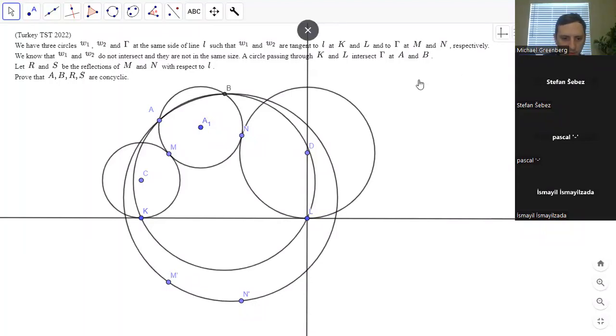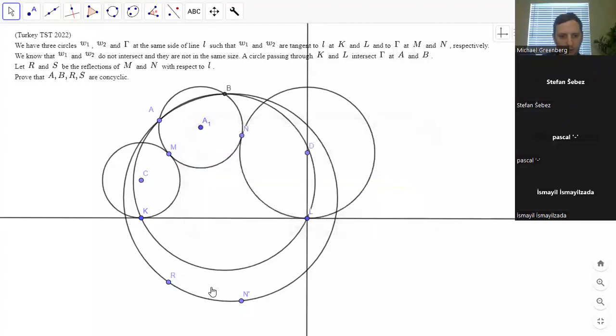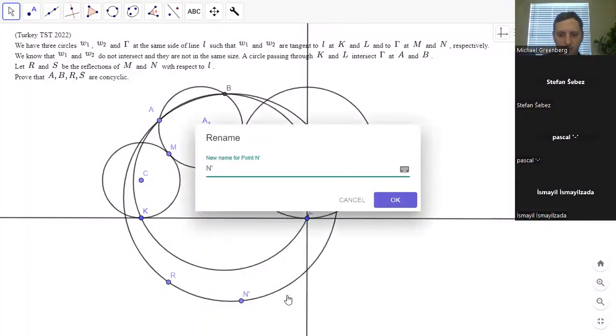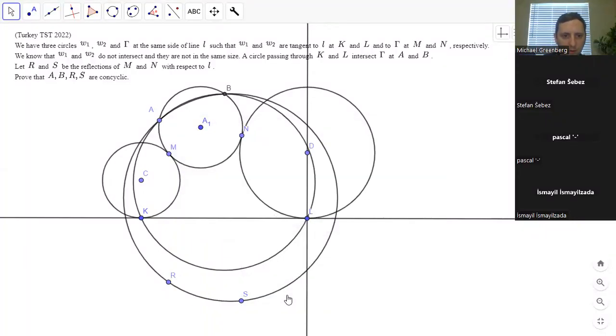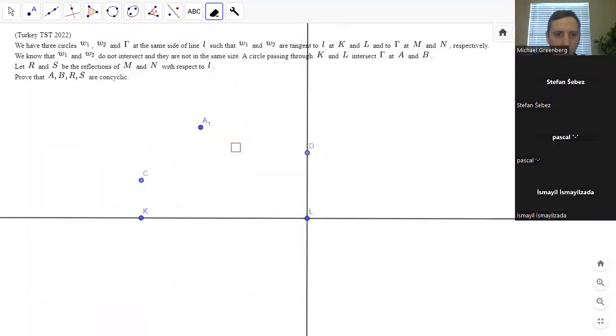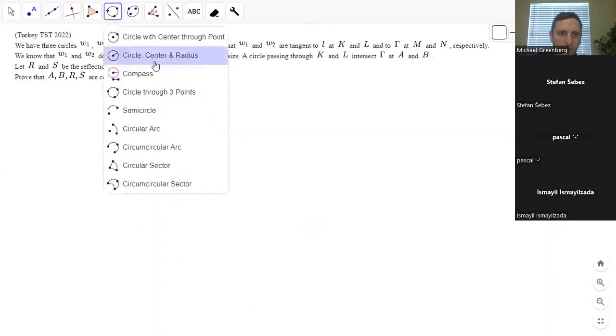Oops. This would be R. And this would be S. Well, I think it is easy to draw it. You just start with the circle in the middle. Then you draw two circles tangent, and then you draw the line tangent, and then everything goes from there. Yeah. Okay. All right. So let's do that.